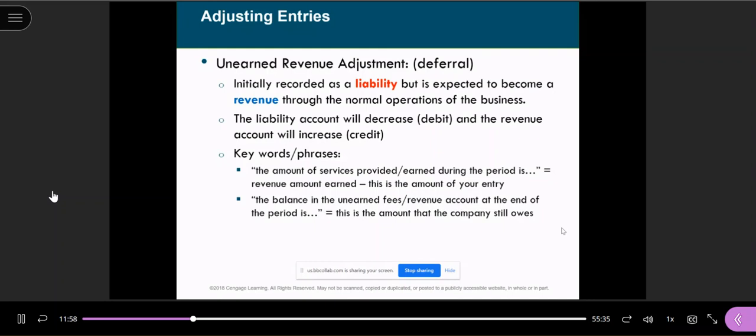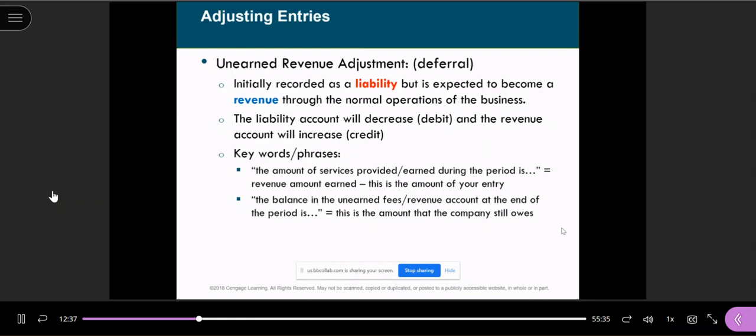And there's 2 pretty long phrases that I put in here to pay attention to, and this will make a little bit more sense when we get into doing some of the examples. If you see "the amount of services provided or earned during the period is," they're giving you the amount that's been earned, that is the amount of your adjusting entry. However, if they say "the balance in the unearned fees or revenue account at the end of the period is," they're telling you how much you still owe, and you need to calculate then how much has been earned. So again, some keywords and phrases to really pay attention to.